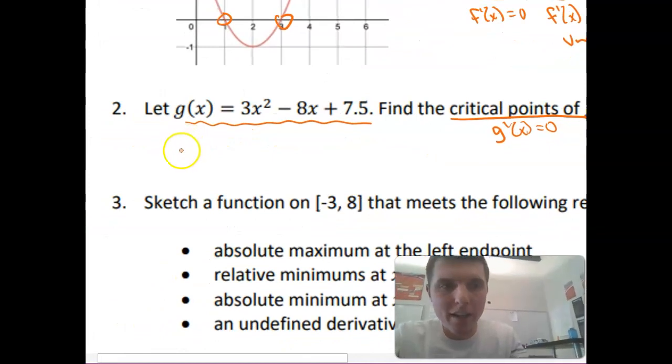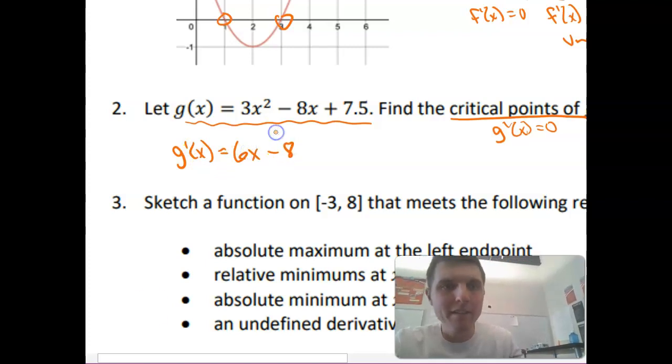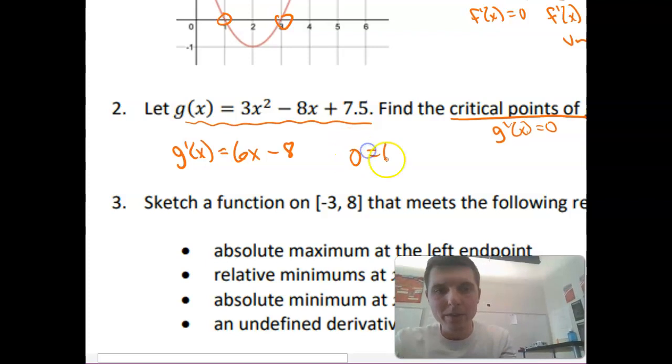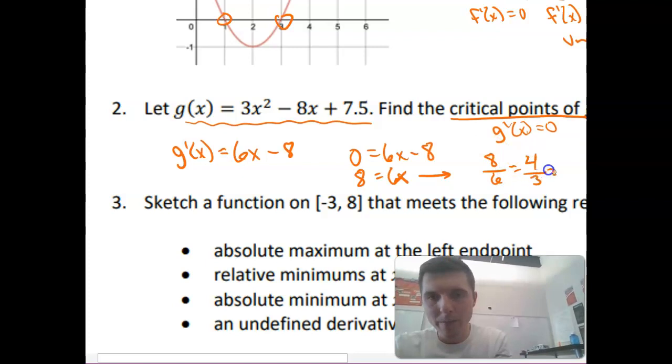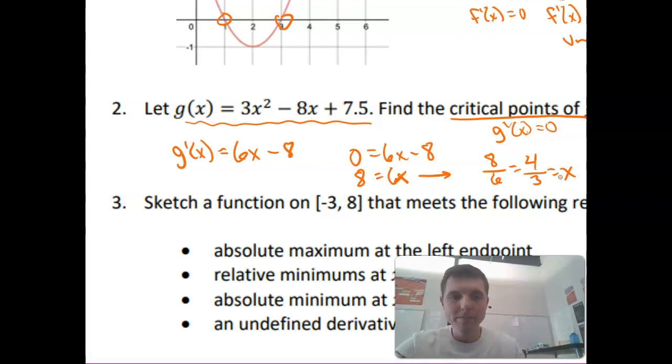So let's solve this thing. g prime of x equals 6x minus 8. And now we solve this for 0. So we say 0 equals 6x minus 8. Add 8 to both sides. Divide by 6 on both sides. We get 8/6 or 4/3. That is the one single critical point of this function g of x.